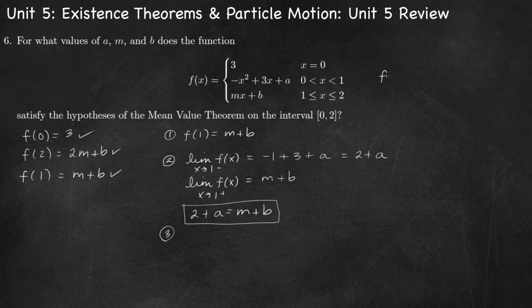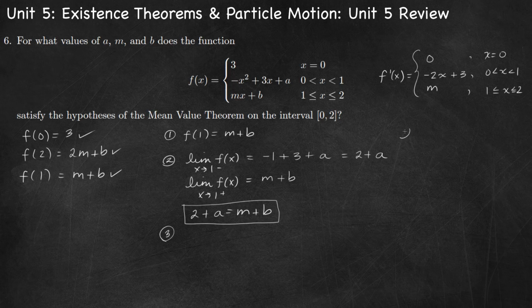So I need to come up with my derivative equation. F prime of x equals, the derivative of 3 is 0. The derivative of negative x squared is negative 2x. The derivative of 3x is 3. The derivative of a is 0 since a is a constant. The derivative of mx plus b is m. So there's my derivative equation for each of my pieces when x is 0, when x is between 0 and 1, and then the closed interval from 1 to 2.